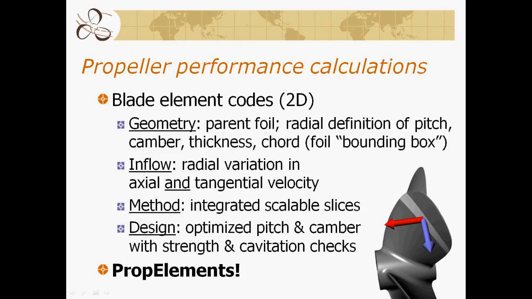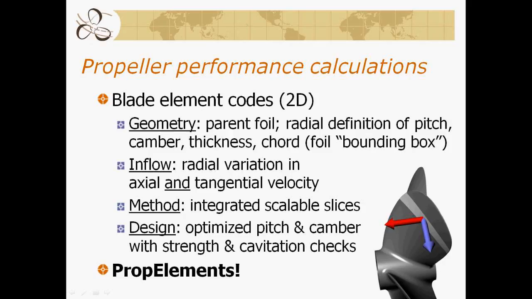Now, here's where we enter the domain of PropElements. It falls under what's called a blade element code, also characterized as a 2D calculation, where the geometry is by a parent foil at the different slices. As you can see from the graphic there, we have a light gray slice through there, and you get a thrust and a torque from the foil lift and drag. So this allows you to have a greater definition of the propeller by radially defining pitch, camber, thickness, and chord. You can kind of think of it as the foil's bounding box. Now, inflow is not just a single value, such as wake fraction, but you can use radial variations in axial and tangential or rotational velocities.